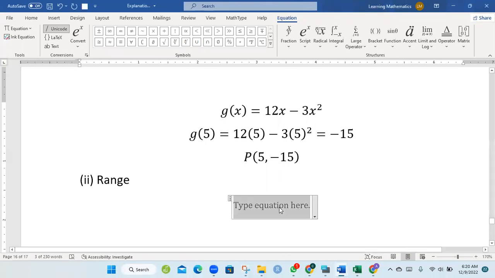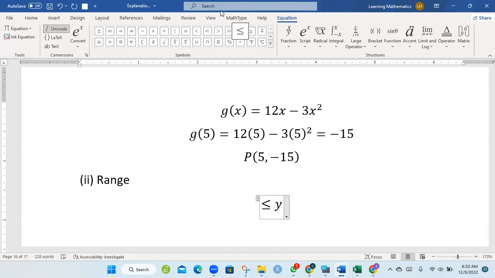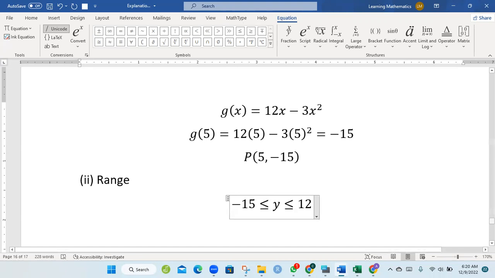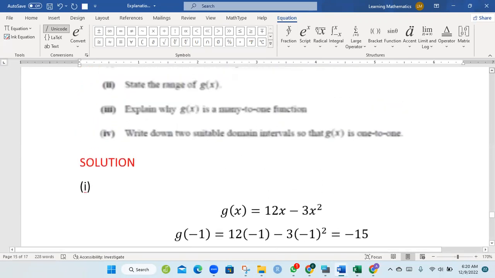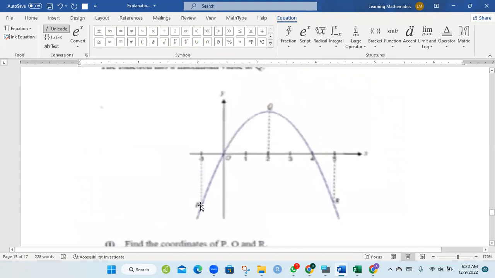So for the range of the function, y will be greater than or equal to negative 15, because that's the minimum value, and y will be less than or equal to 12, which is the maximum value. The y range is from negative 15 to 12.